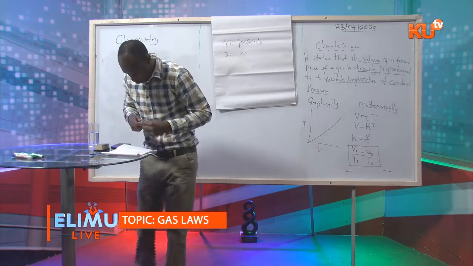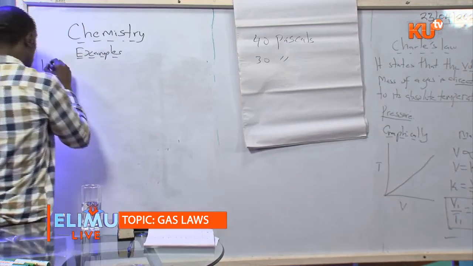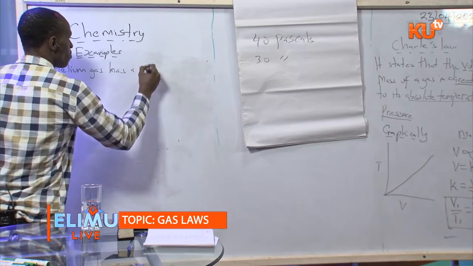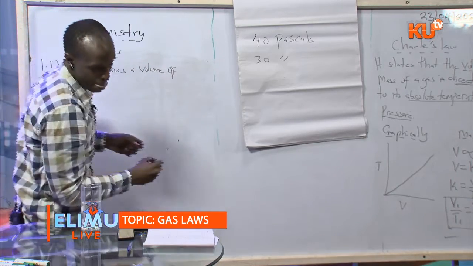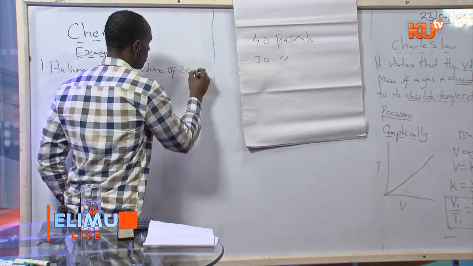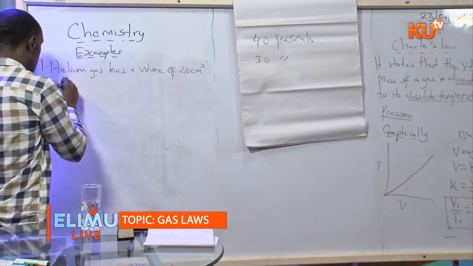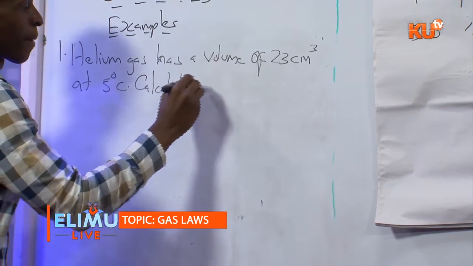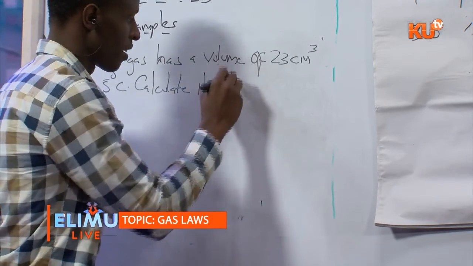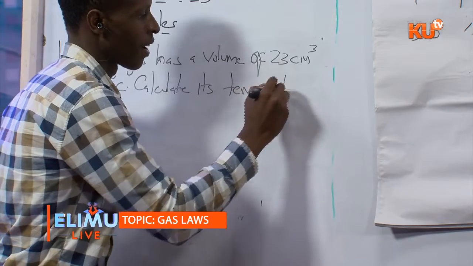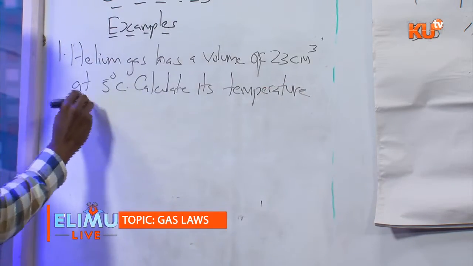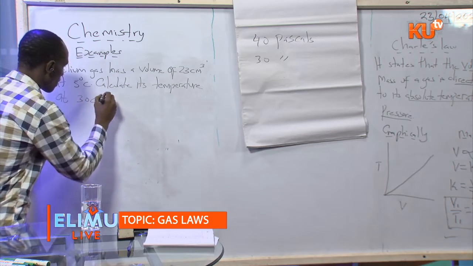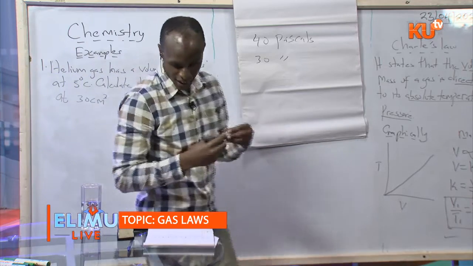So the example which we are going to look at is helium gas. Helium gas has a volume of 23 centimeter cubed at 5 degrees Celsius. Calculate its temperature at 30 centimeter cubed.